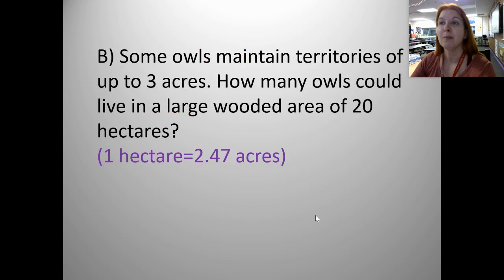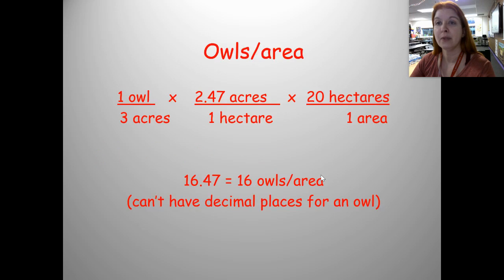Some owls maintain territories of up to 3 acres. How many owls could live in a large wooded area of 20 hectares? 1 hectare is 2.47 acres. So we know we have 1 owl in 3 acres. We have 2.47 acres in a hectare. See, the acres cancel out. And we have 20 hectares in 1 area that we're looking at. So the acres cancel out, the hectares cancel out, and we're left with owl per area. This gives us 16.47 owls per area. You can't have half of an owl. That's really creepy and gross. So you're going to go ahead and round down for that. So you have 16 whole owls that can live in that area.